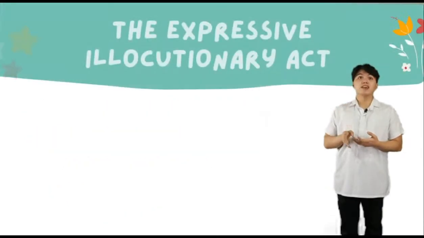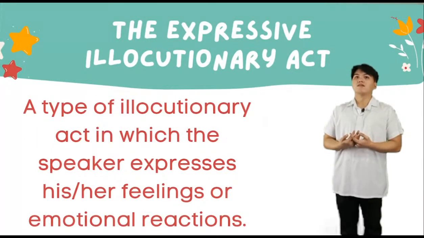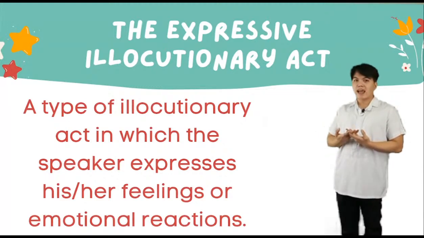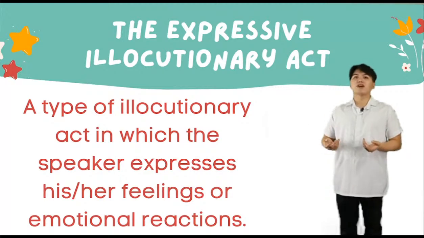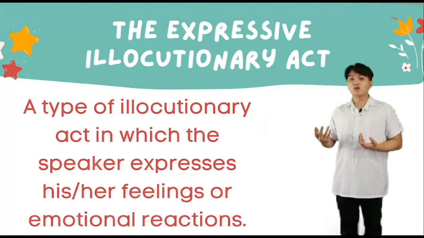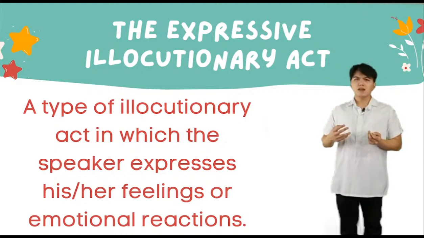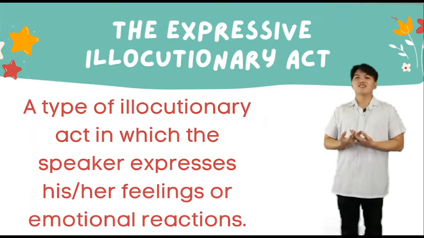The next one is something that you may have seen before. The expressive illocutionary act is a type of illocutionary act in which the speaker expresses his or her feelings or emotional reactions. Some examples of an expressive act are thanking, apologizing, welcoming, and deploring. For example, if someone tells you, "Thank heavens, you came to save me, I owe you my life," that is an example of an expressive illocutionary act.